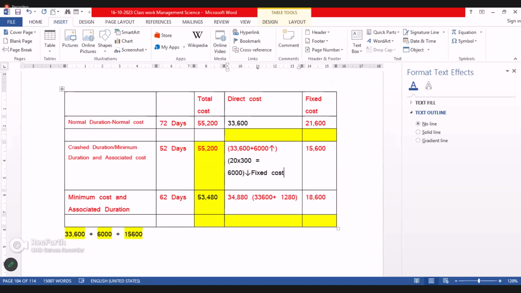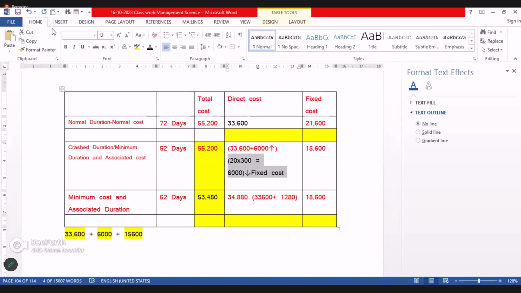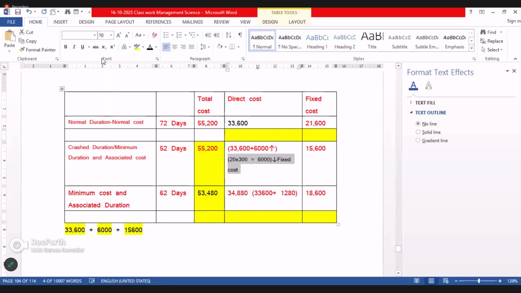So therefore, if you're asking why it is happening, it is because due to crashing, cost will increase. Activity cost, direct cost increases by 6,000. Fixed cost is reduced by 6,000. So therefore it becomes 55,200 again.